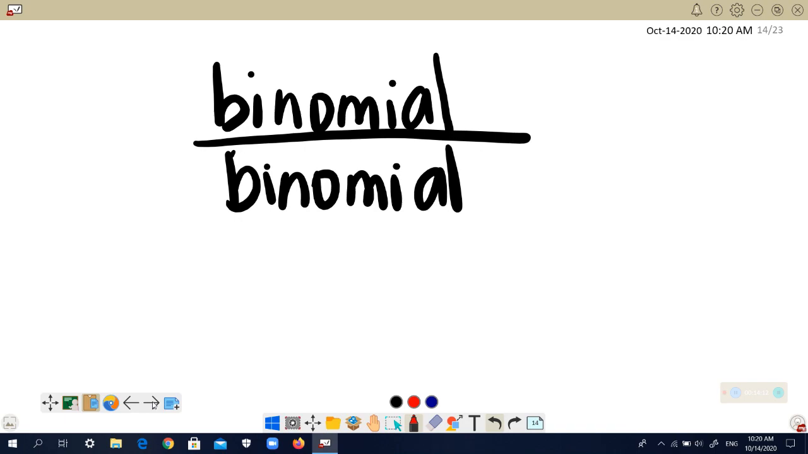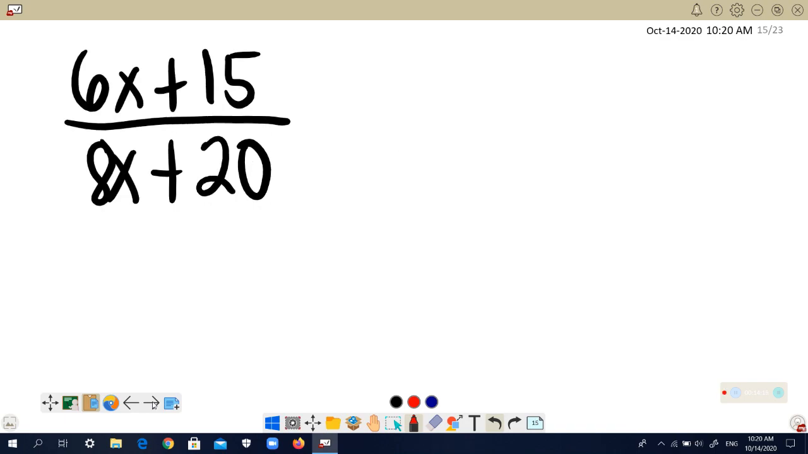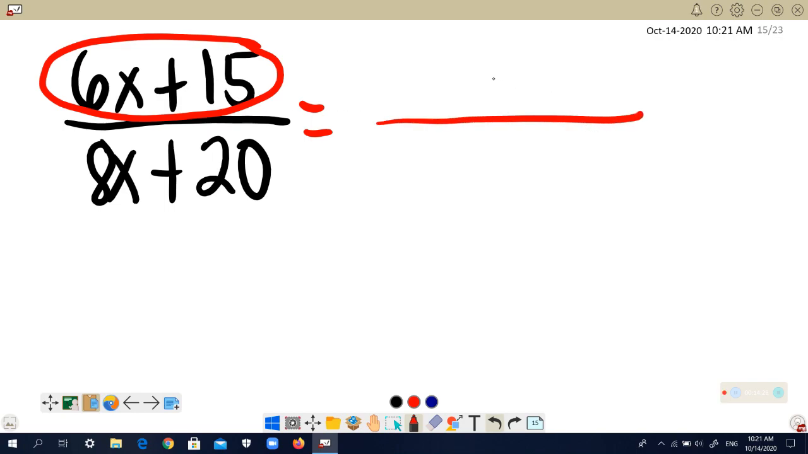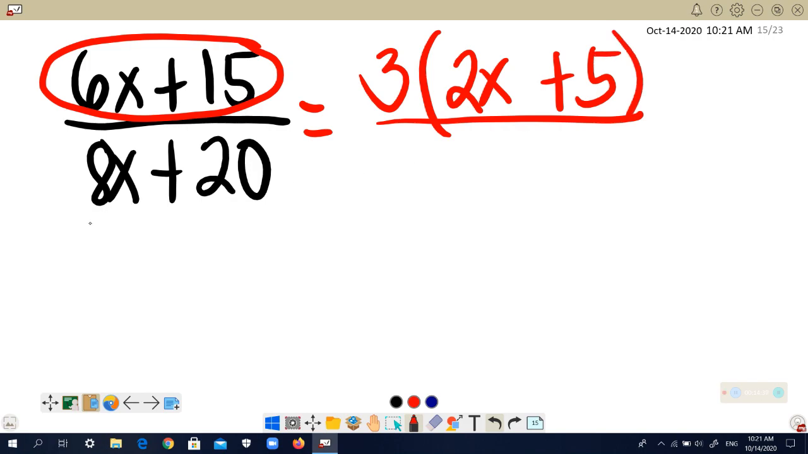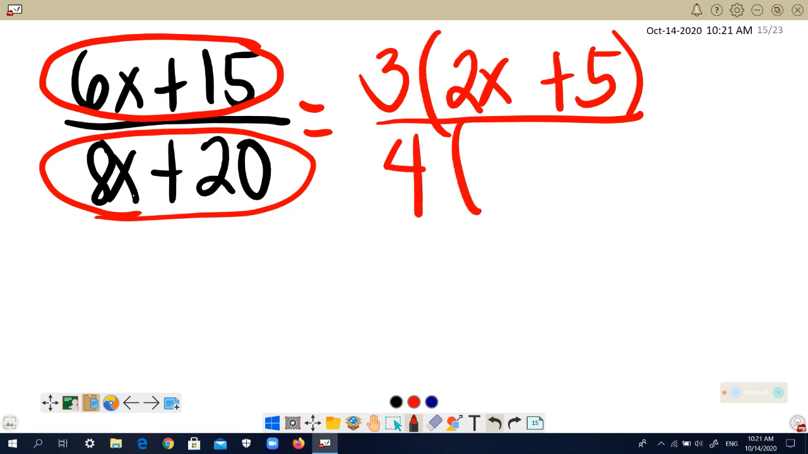Okay. So how about if we have a binomial numerator and a binomial denominator like this? So this time, you are going to factor the numerator first. Okay, yes, applying the GCMF. Yes, you're right. The common factor here is 3. So 6x divided by 3 is 2x and 15 divided by 3 is 5. Correct. Then on the denominator, we have the common factor which is 4. Correct. And then 8x divided by 4 is, you're right, 2x. Then 20 divided by 4 is 5.